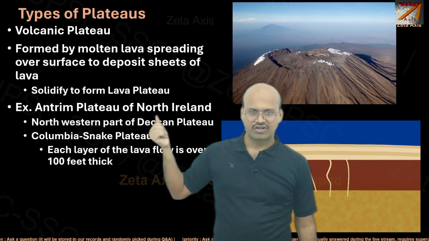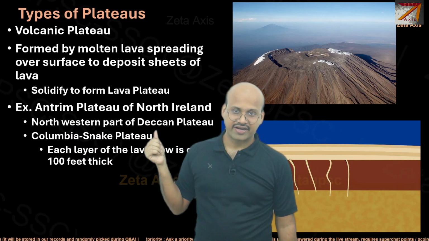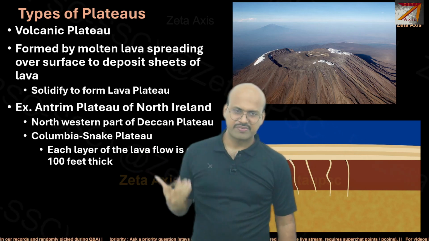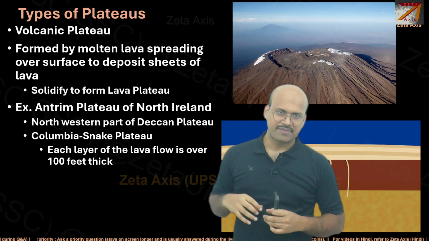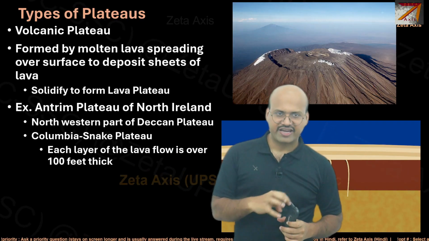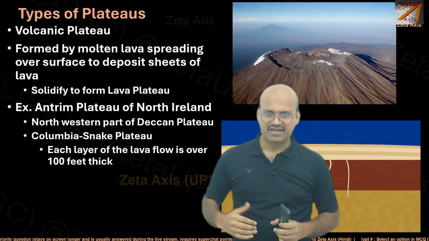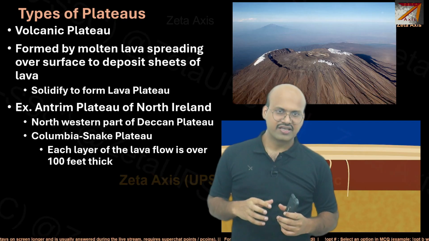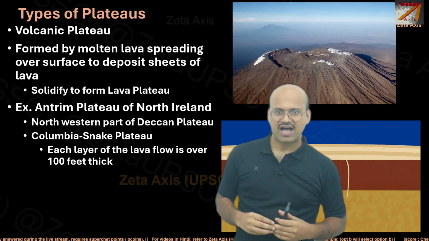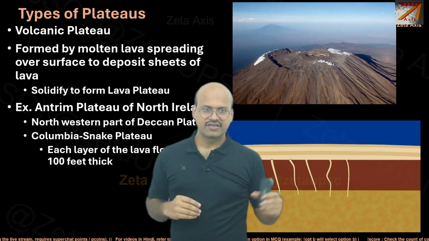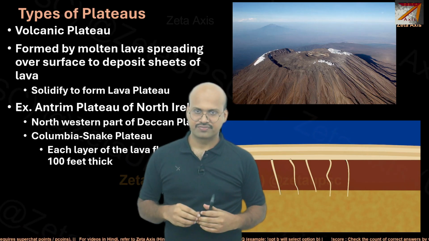Antrim plateau of North Ireland is an example, and the northwestern part of the Deccan Plateau, that is the Deccan Traps. So remember, Deccan Traps are a smaller part of the Deccan Plateau. Deccan Traps are mainly found in Maharashtra and adjoining regions like Madhya Pradesh and Karnataka, but mainly concentrated in the Maharashtra region of the Deccan Plateau. So the Deccan Traps are an example of the flood basaltic type of plateau.